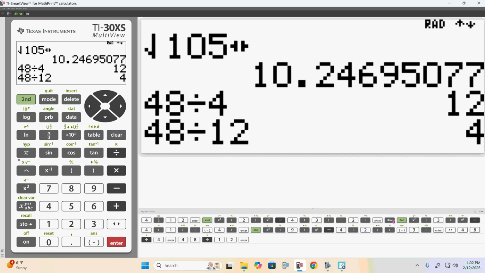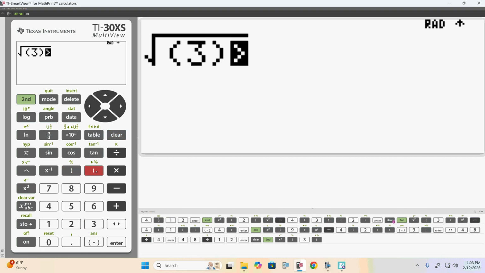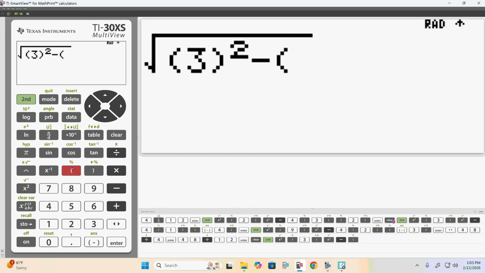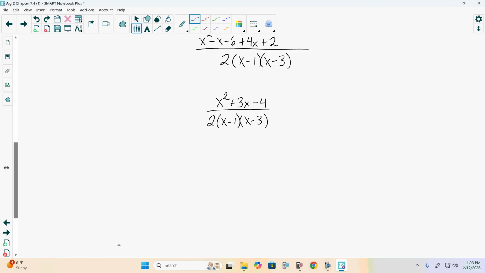If I want to make sure, because our b term is 3, we can say positive 3 squared minus 4 times 1 times negative 4. Yes? And this tells us it is 25. No decimal, no radical, no domain error. So what that's telling us is that our numerator, x squared plus 3x minus 4, will factor.